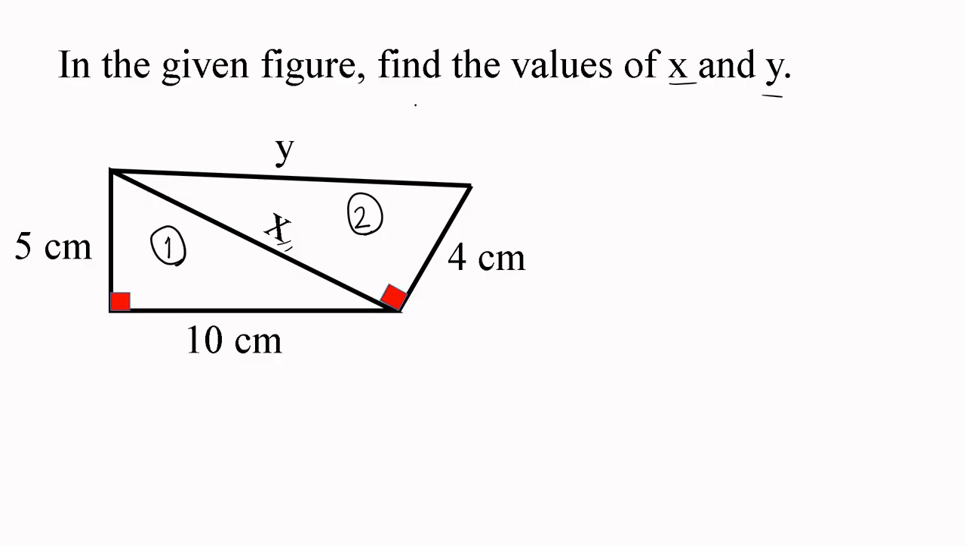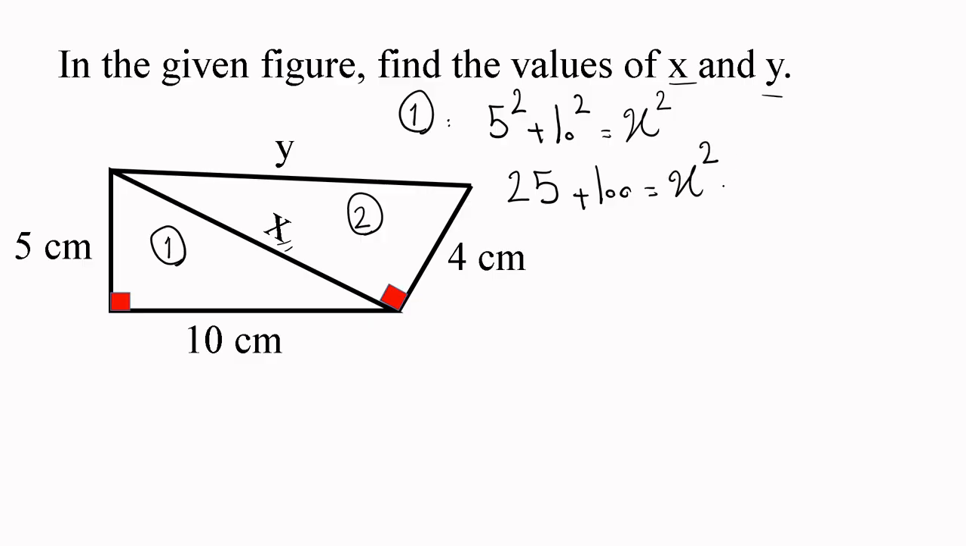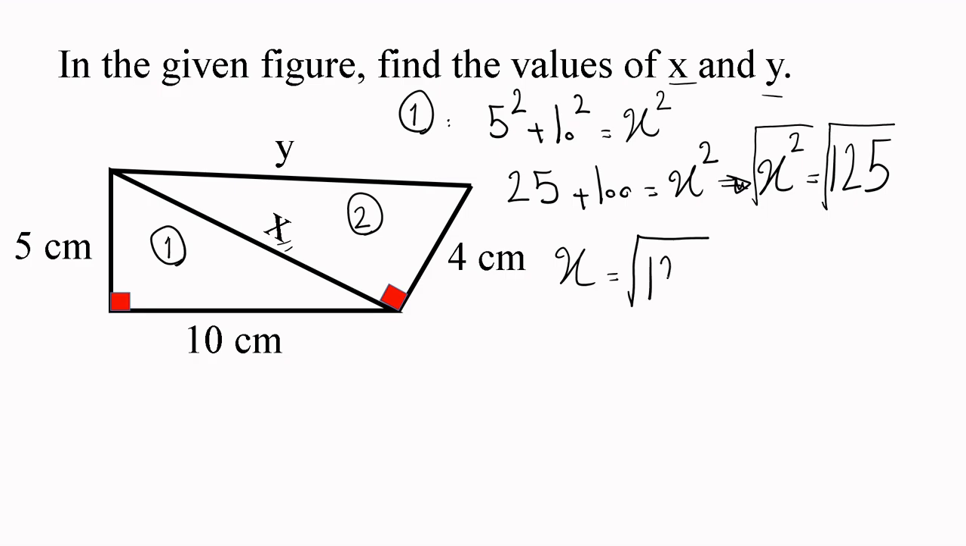So let's start with the first one. What do I have? 5 squared plus 10 squared is equal to x squared. Really easy. What am I going to have? 25 plus 100 is equal to x squared. So consequently, x squared would be equal to 125. And the only thing that I need to do is taking a square root from both sides. If I take a square root from both sides, x would be equal to square root radical 125.